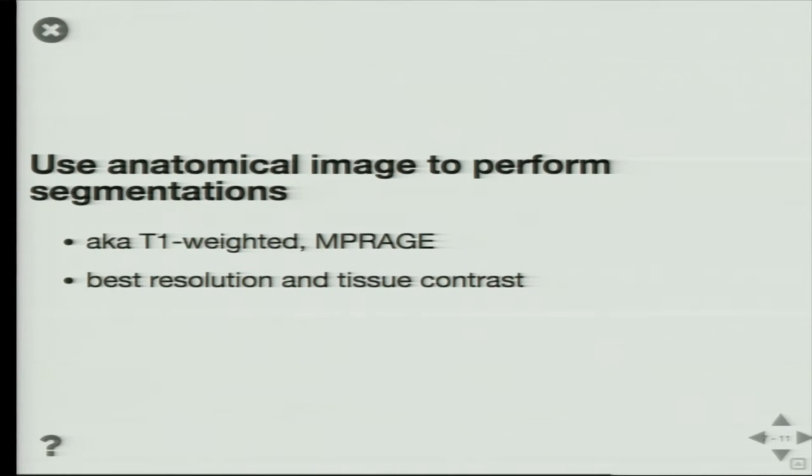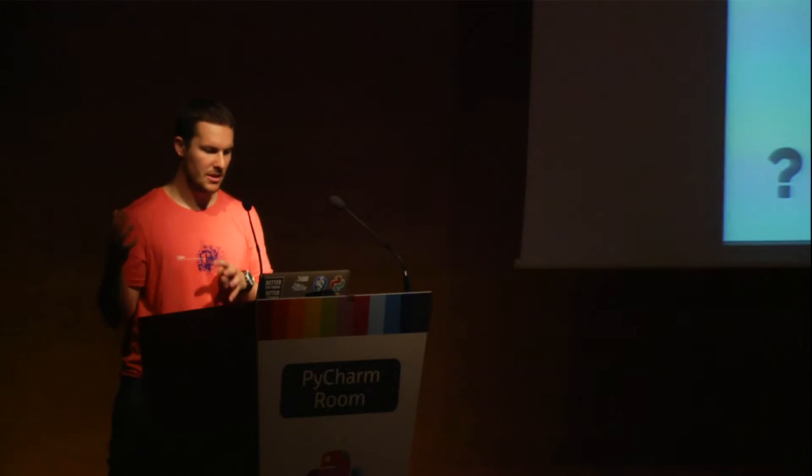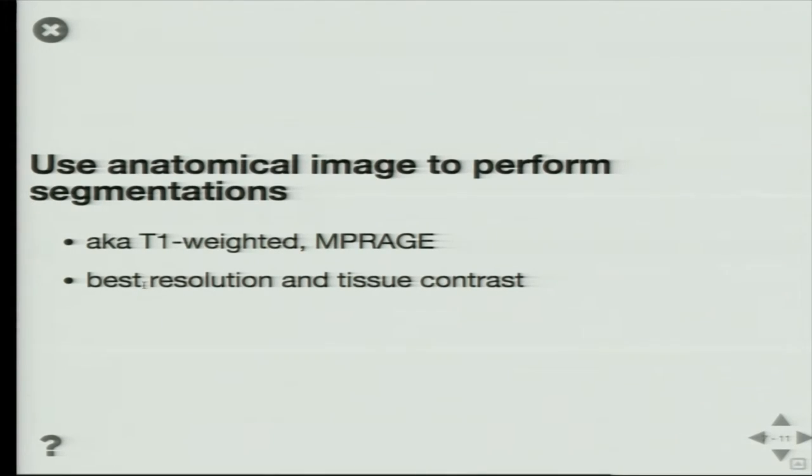So another thing that we can do is to use the anatomical image. Usually when you do functional MRI, you also acquire an anatomical image. It's also called T1 weighted or MPRAGE, and it's the MRI modality that gives you the best resolution and tissue contrast, so it allows you to do anatomical segmentation of the brain, and you can use that information over the functional image.